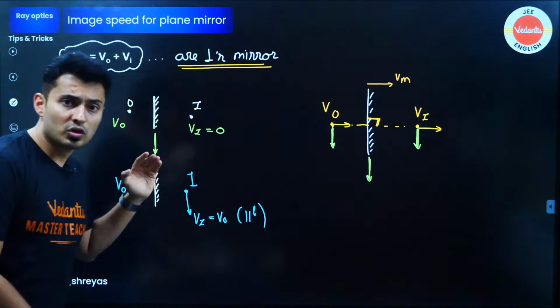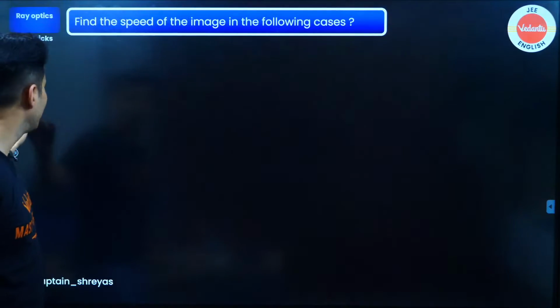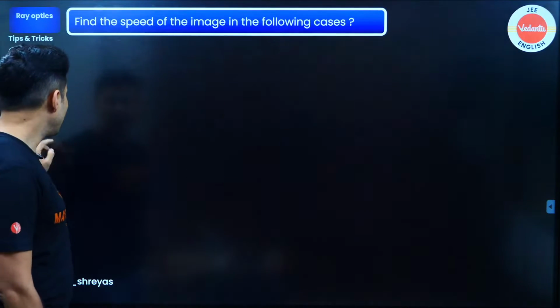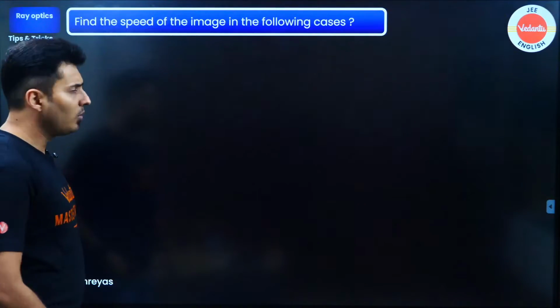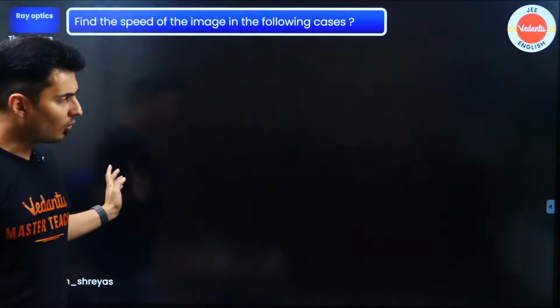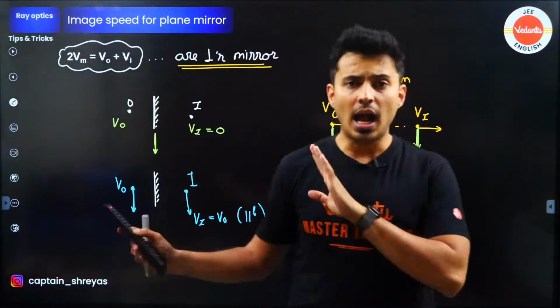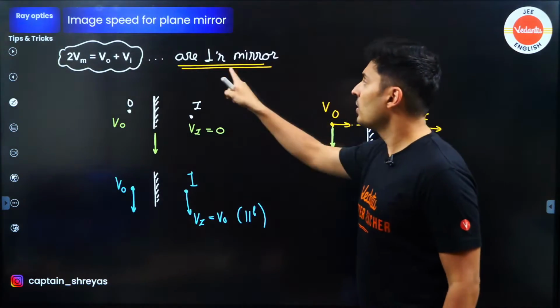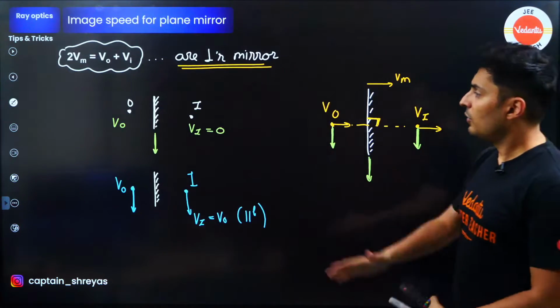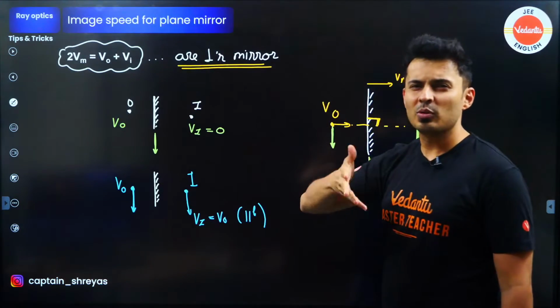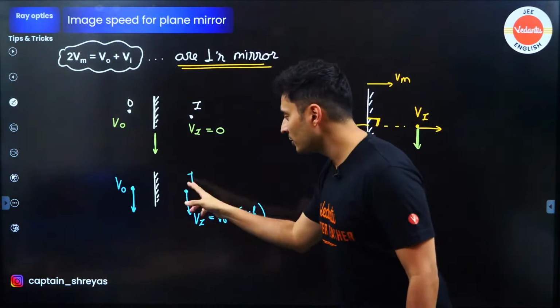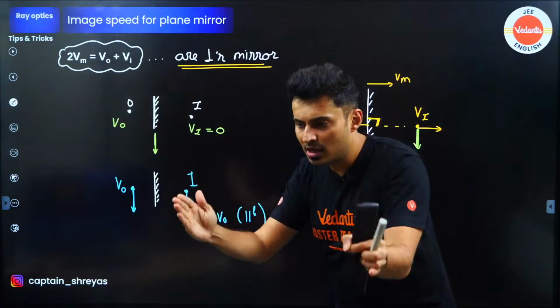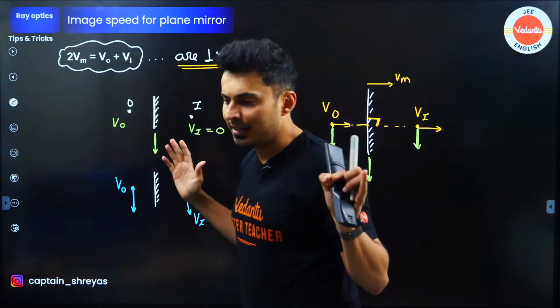Okay, so let's try to solve some questions so that you get a hang of it. What say, guys? Are you ready? Come on, light up the chat box. If you want to have a look at the theory once again, have a look. So this formula, only use it for perpendicular. For parallel, remember, if mirror moves, nothing happens. Only when the object moves, the image moves with the same speed. That's all. Is that clear?